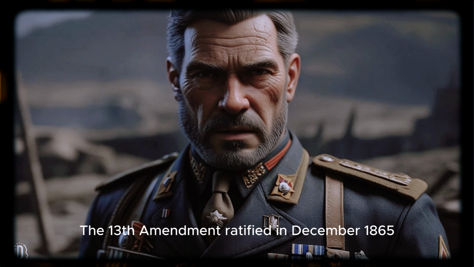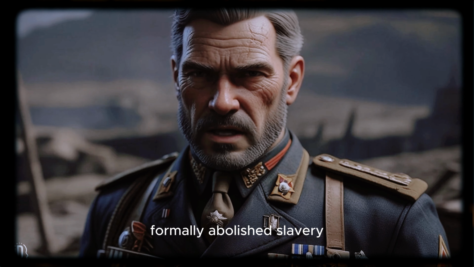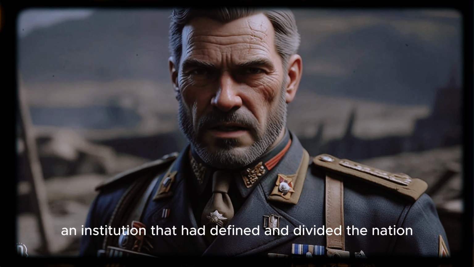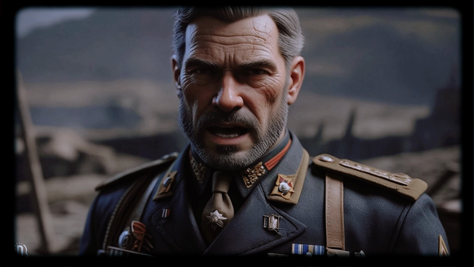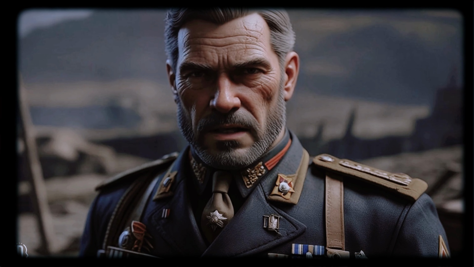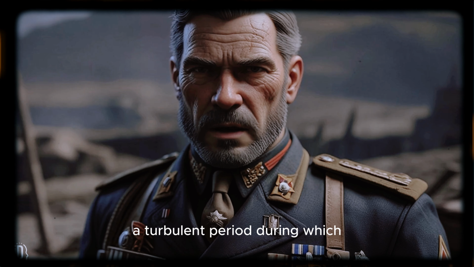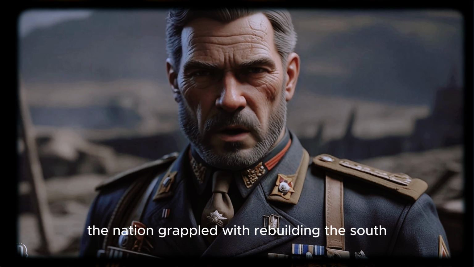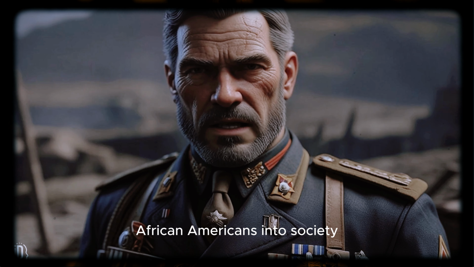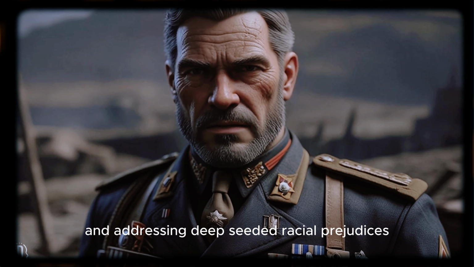The 13th Amendment, ratified in December 1865, formally abolished slavery, ending centuries of an institution that had defined and divided the nation. Yet the struggle for equality and justice was far from over. The end of the war marked the beginning of Reconstruction, a turbulent period during which the nation grappled with rebuilding the South, integrating millions of newly freed African Americans into society, and addressing deep-seated racial prejudices.